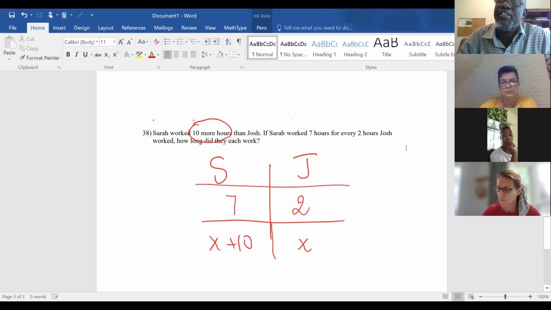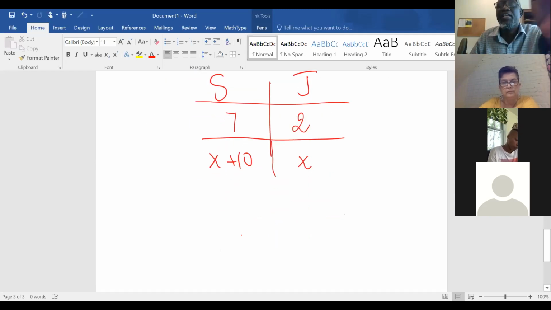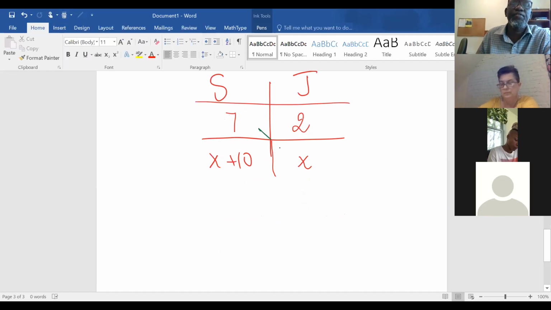Now, if somebody did it the other way around, if you put X for Sarah, you're going to put X minus 10 for Josh, right? If somebody has more hours, the other one has less hours, right? That is just logic. After that, what's going to happen now? The cross multiplication, right? This and this.